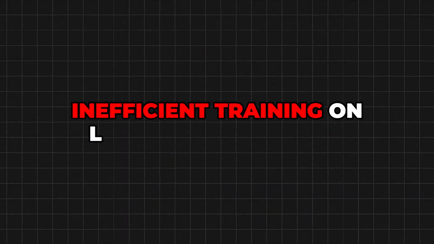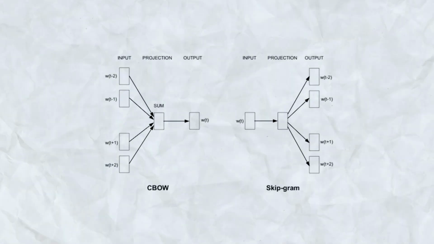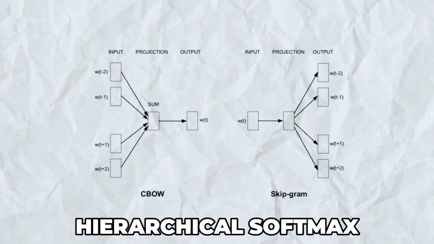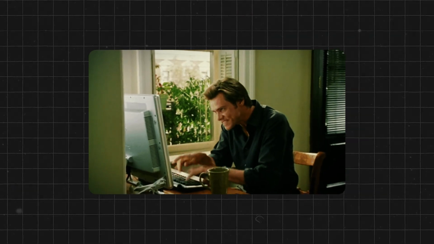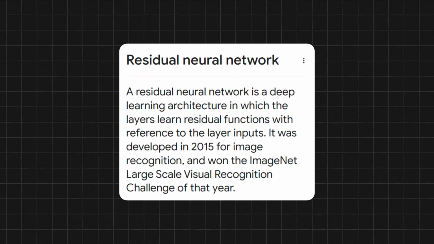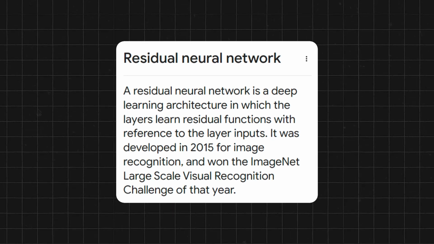Watch out for this common pitfall: inefficient training on large vocabularies. You should use negative sampling or hierarchical softmax to significantly speed up training and allow your model to handle larger datasets. Finally, you'll tackle ResNet, introduced by He et al.